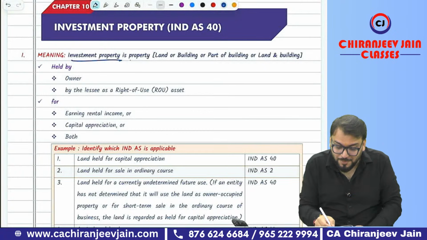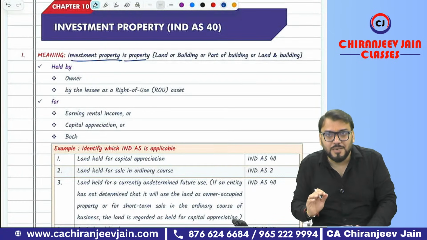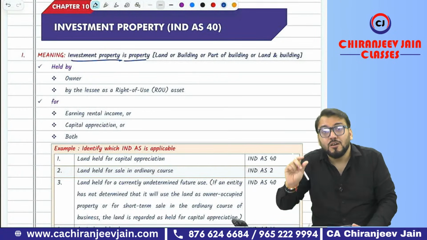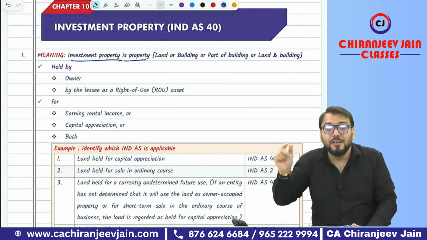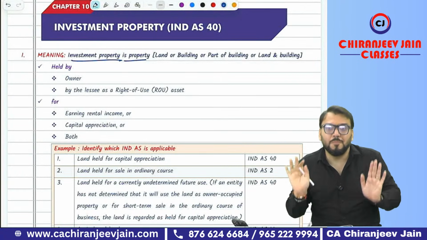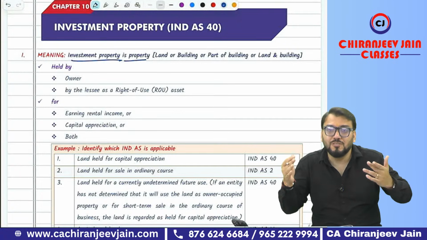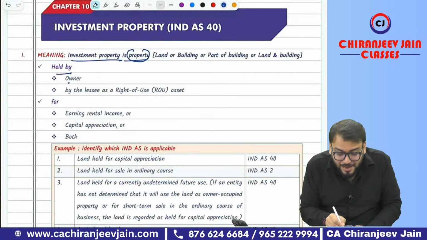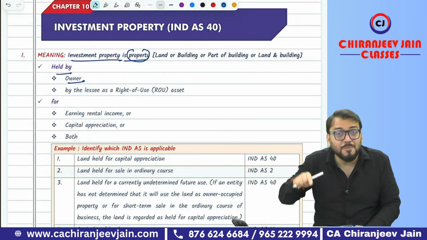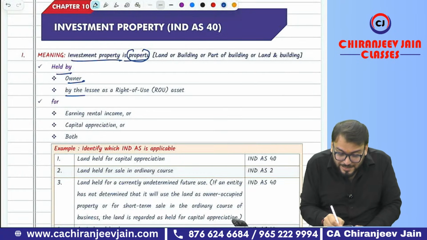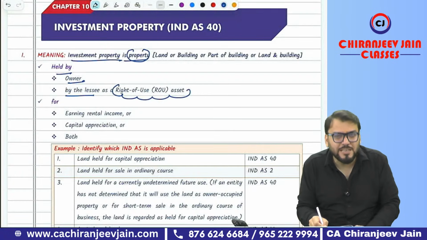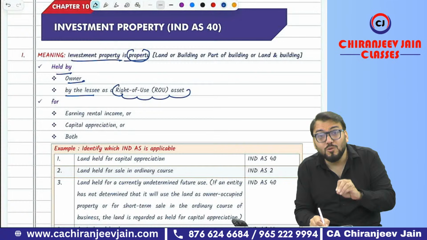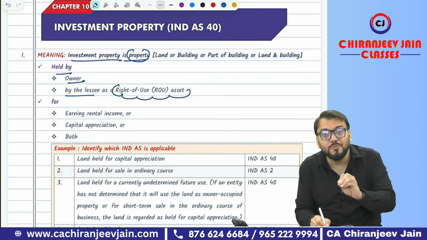The investment property is property. Now what do you mean by property? A property is land or building or part of building or any land and building. This is property. Apart from this, there is nothing known as property. Okay, sir. So investment property is property held by owner, either held by legal owner or held by lessee as a ROU asset. ROU means right of use asset.